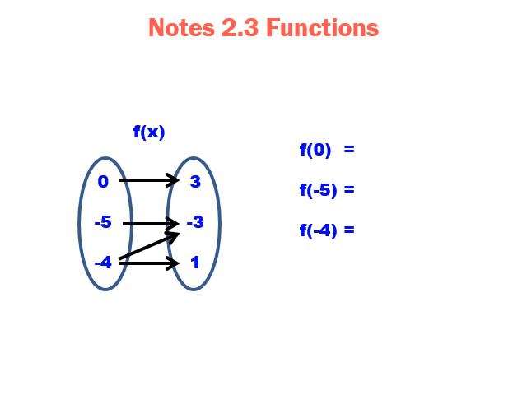All right, how about this function? Or I should say this relation, until we determine that it is a function. So f of 0, well, that's just 3. And f of -5, that's clearly -3. All right, now here's the problem. If I ask what's f of -4, well, there's two options, and we can't have two options for this to be a function. So this would be considered a relation, but not a function.